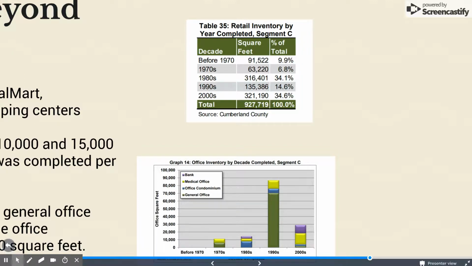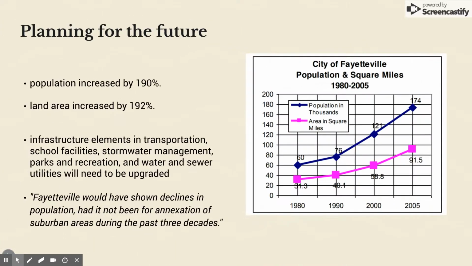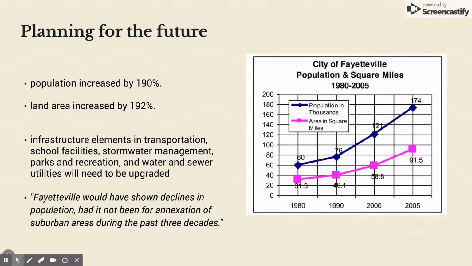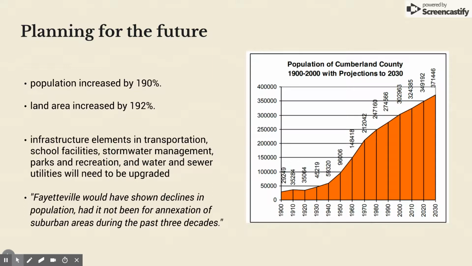So now you're seeing a hike in office space. Look at this, the 90s are surging across. So we had nothing before 1970, and all of a sudden we're having general offices that are being built. Population increased from 190, and land use is going from 192. So what is that telling us right now? We are planning for the future for 2030, and Fayetteville is actually growing, but that would have actually declined if it wasn't through the use of annexation and roads actually being present at that time.